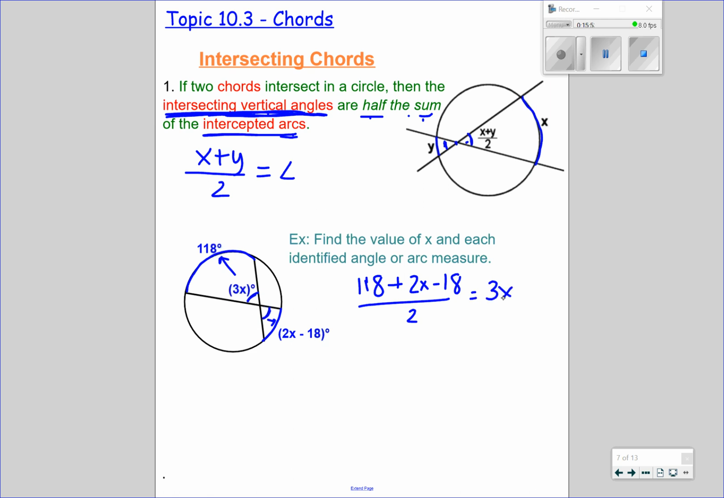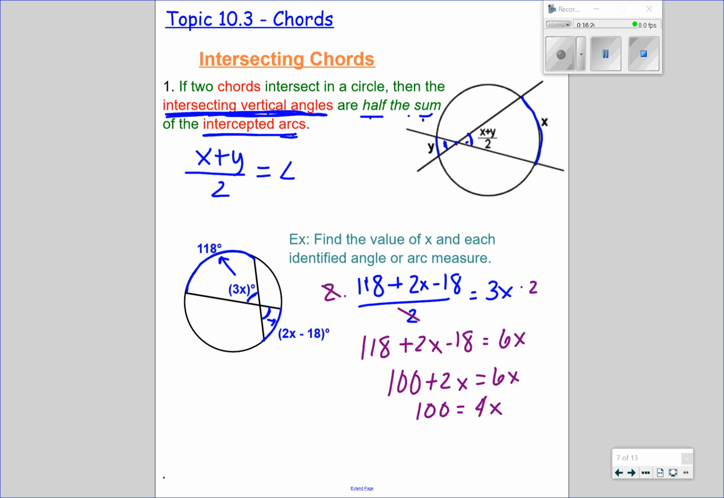Now, a lot of us kind of freak out here, but let's just process this. Let's get rid of that divided by 2 by multiplication. If we multiply by 2 on both sides, the 2's will cancel. We'll have 118 plus 2x minus 18, the numerator, equals 2 times 3x, which is 6x. Combining like terms, we subtract the 18 from the 118 and get 100 plus 2x equals 6x. Subtract 2x over. We get 100 equals 4x, and then x equals 25.